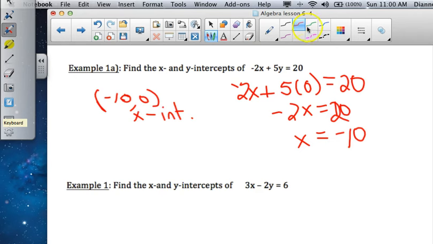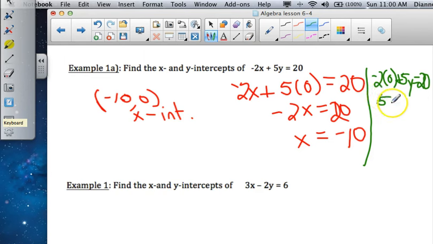Now let's go with the y-intercept. The y-intercept is the y value when x equals 0. So you're just going to put 0 in for x. So this is just going to be 5y equals 20. So y equals 4. So the other point on your line is 0, 4, and that's called, obviously, the y-intercept.